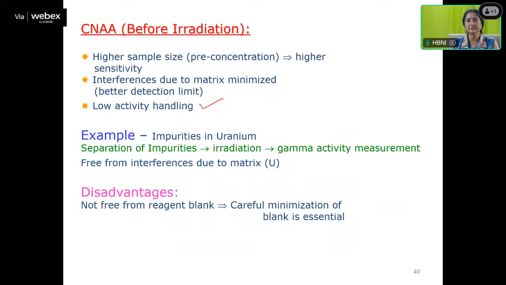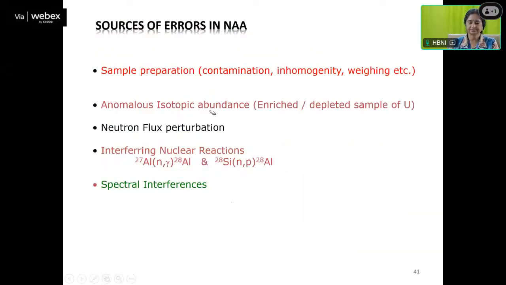The disadvantage is that it is not free from reagent blank, because you are doing the separation before irradiation. Therefore, there is a chance that whatever impurities or blank get added to the sample may contribute to your signal. So there can be a chance of contamination in this case.